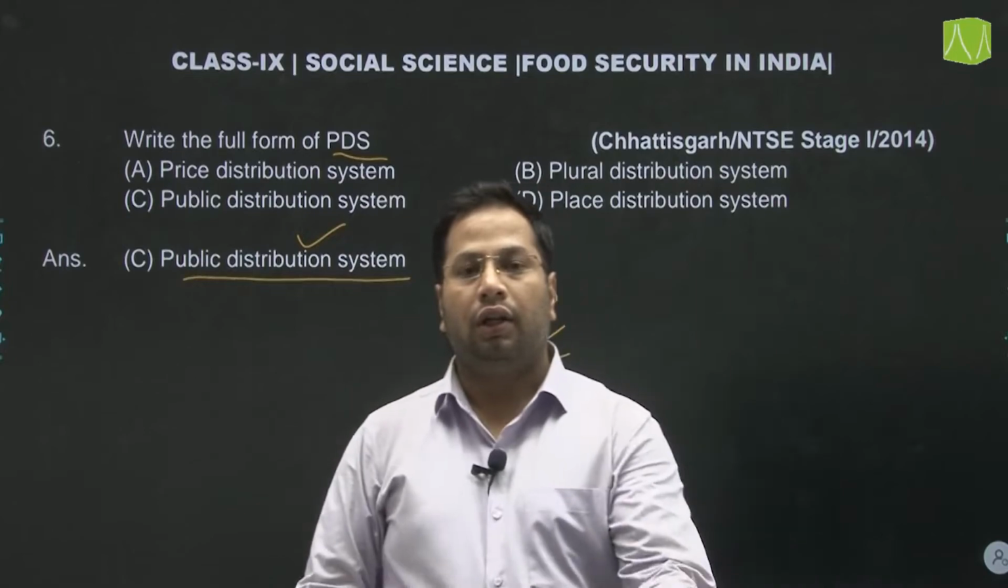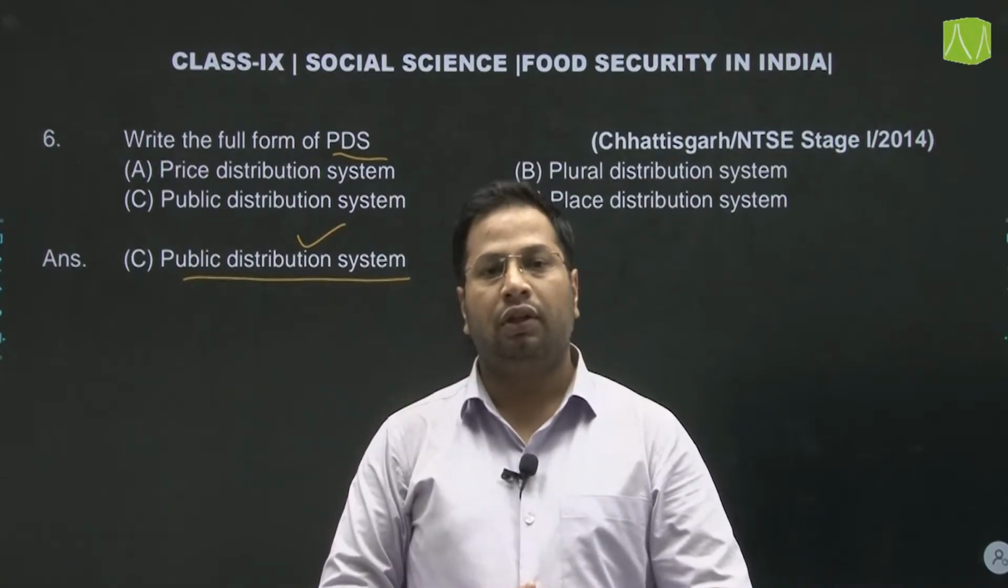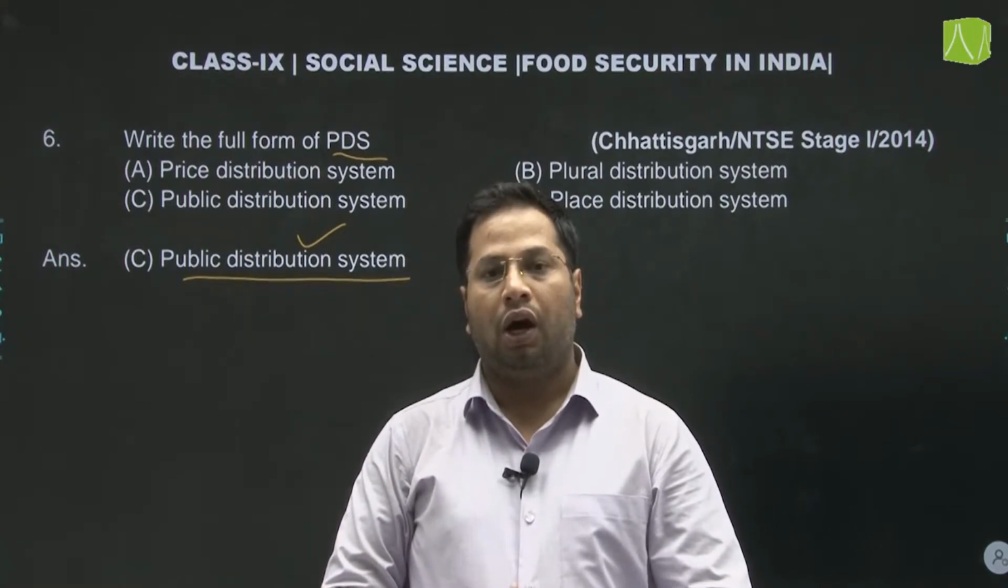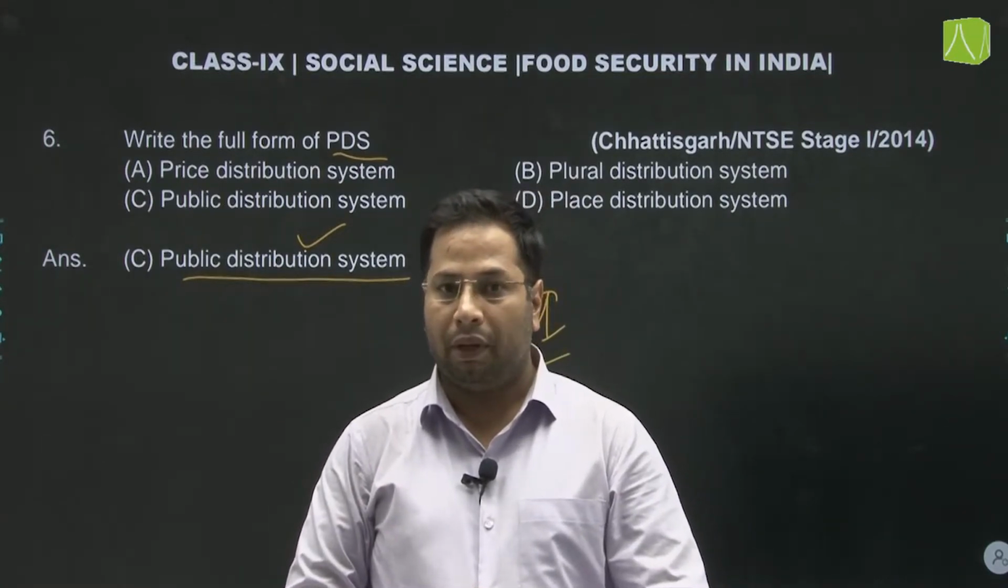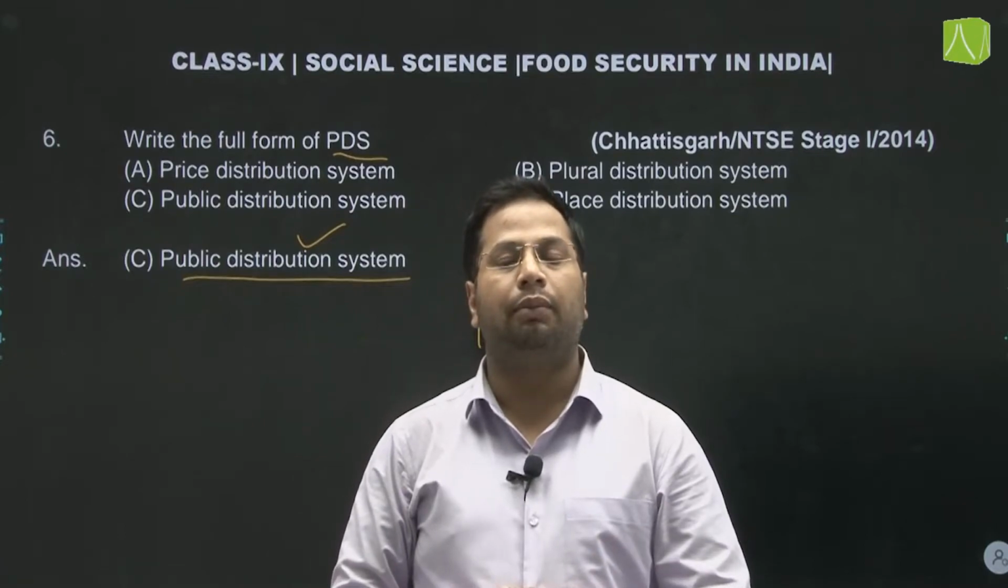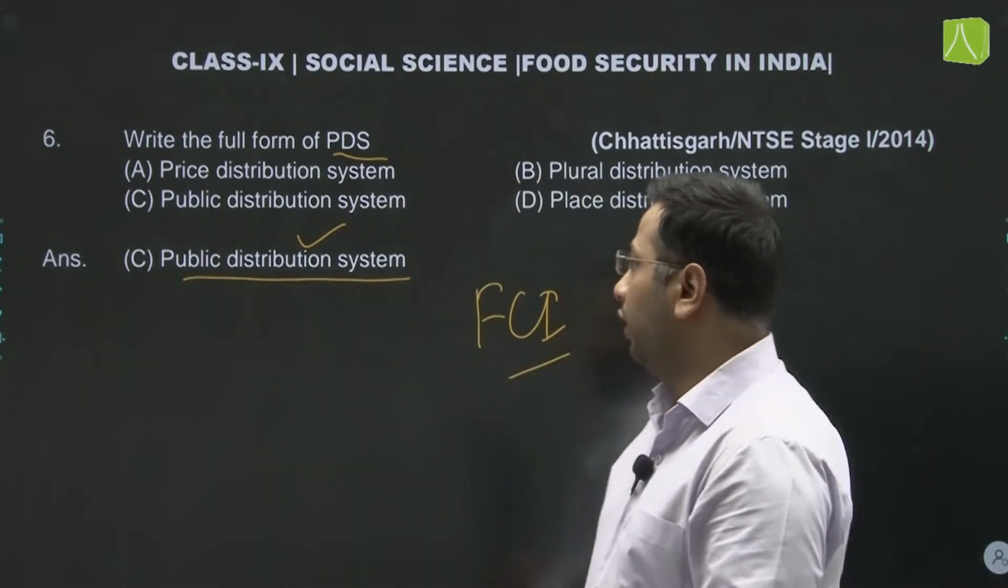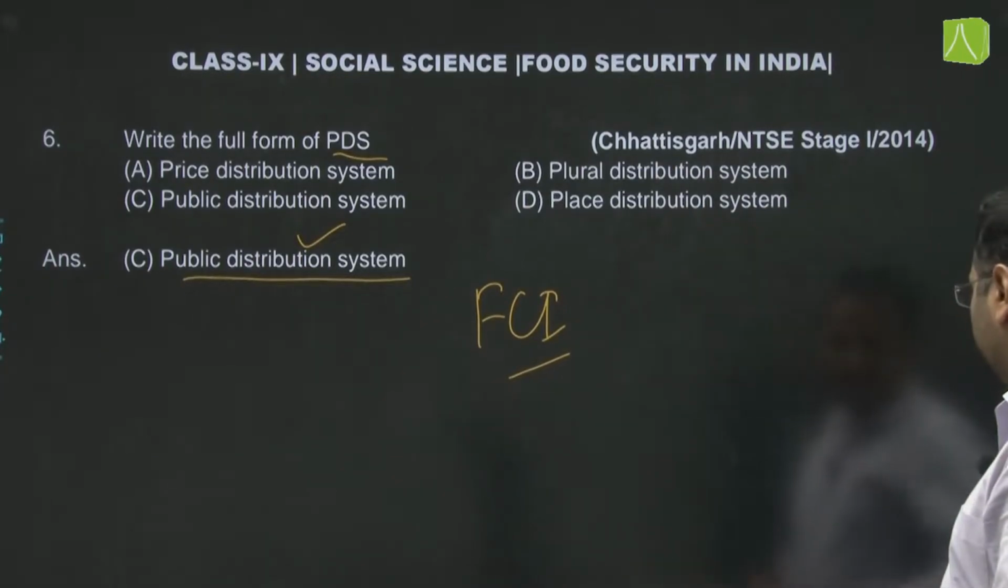It means the food grains which are purchased, or the wheat and grains which are purchased by the government, how it reaches the people. That whole channel, that whole system is called PDS or public distribution system. Let's move on to the next question.